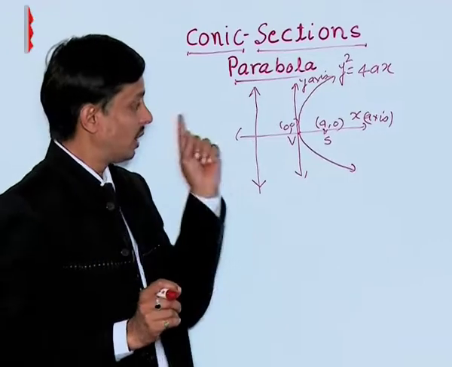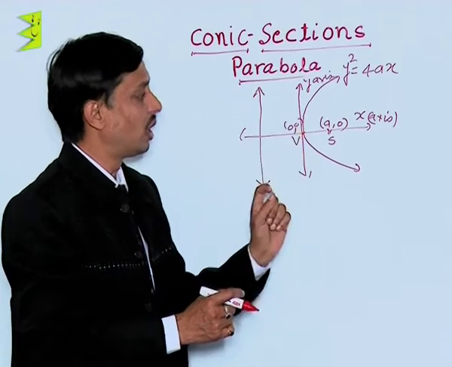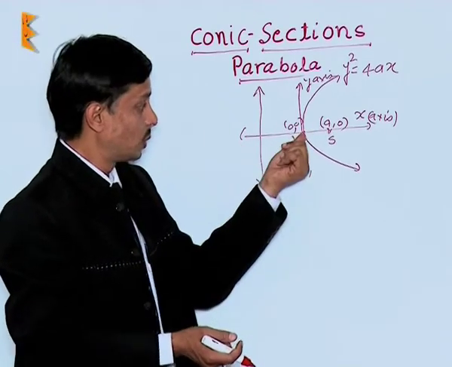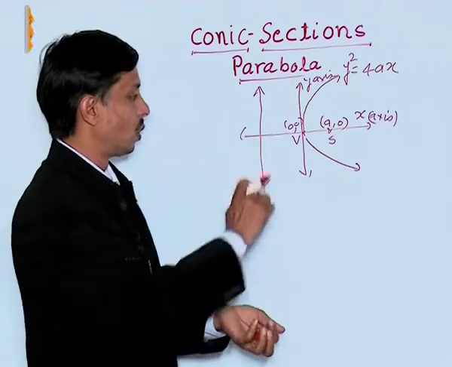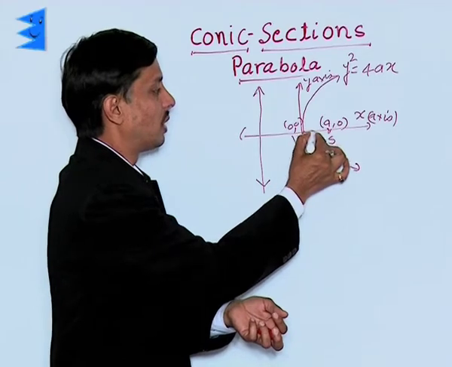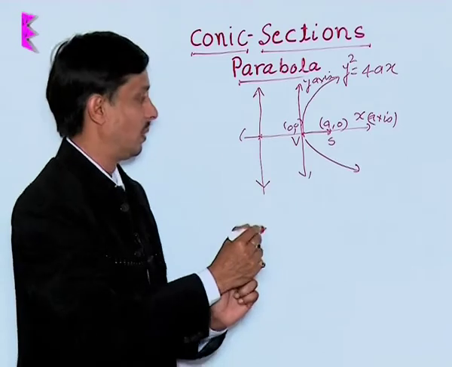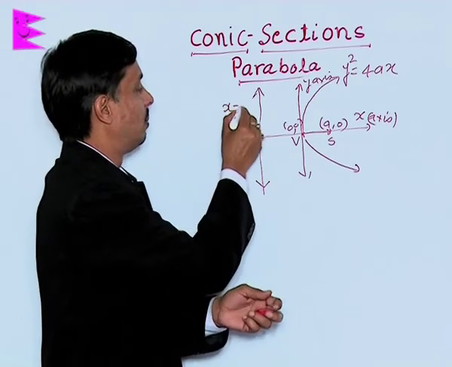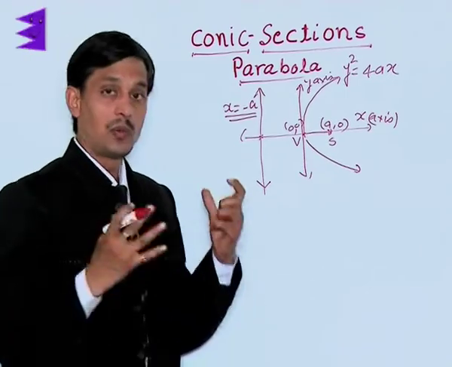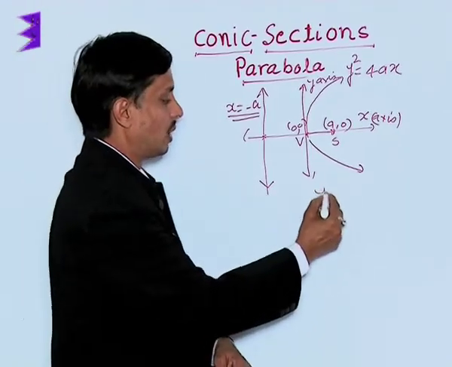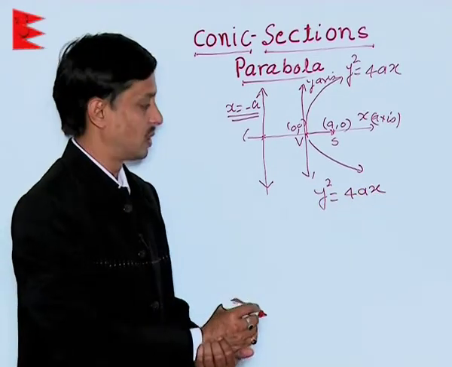And we know that in the parabola, the directrix is at equal distance, that is, the vertex is midway between the focus and the directrix. So the focus is a units in the positive direction, and the directrix will be a units in the negative direction. So the equation of the directrix will be x equals minus a. So in general, the first type of parabola has the equation y square equals 4ax.